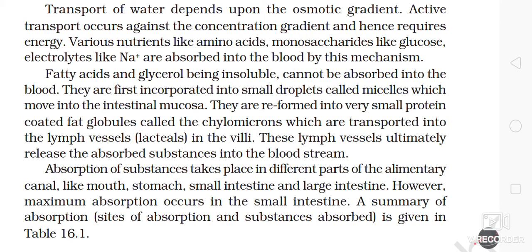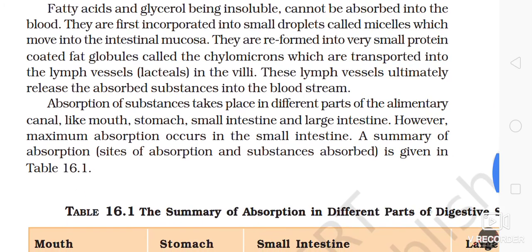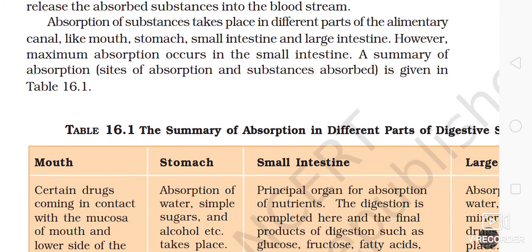Fatty acids and glycerol, being insoluble, cannot be absorbed into the blood. They are first incorporated into small droplets called micelles, which move into the intestinal mucosa. They are reformed into very small protein-coated fat globules called chylomicrons, which are transported into the lymph vessels, lacteals, in the villi. These lymph vessels ultimately release the absorbed substances into the blood stream.